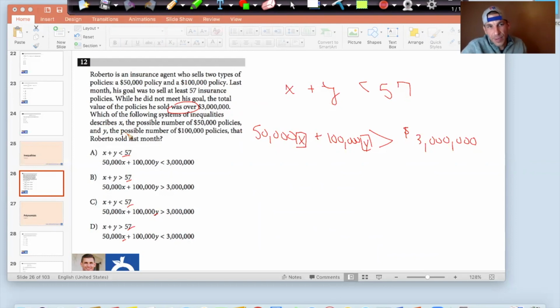It does say the possible number of 100,000 policies that Roberto sold, and I think that's it. So looking at some of the differences here, it seems like all of these equations are all added, which this is too, and it should be, right? It should be the sum. It appears as though, is it C? Right, I'm looking here to make sure I don't make a careless mistake. So my inequality should face this way, X, Y, yep, there you go.